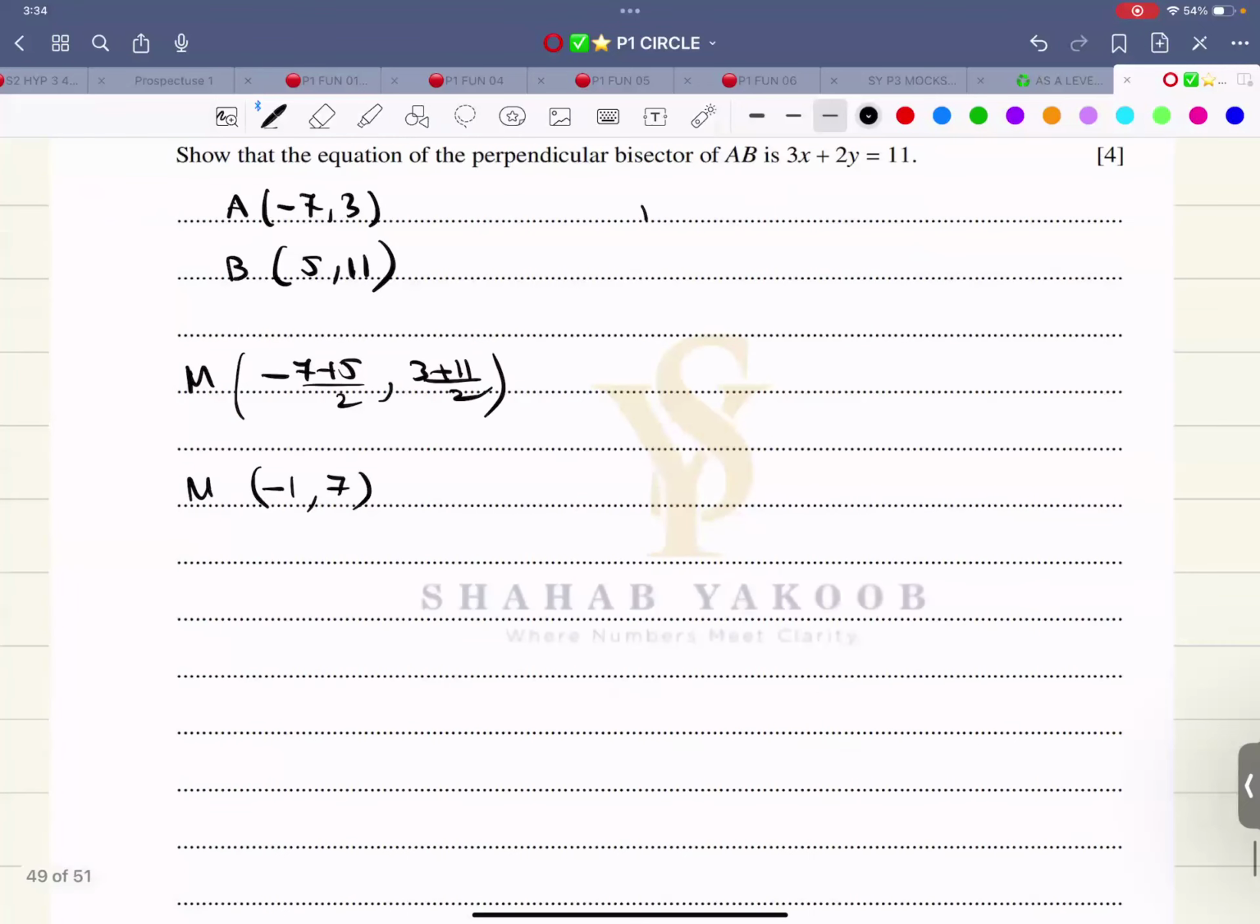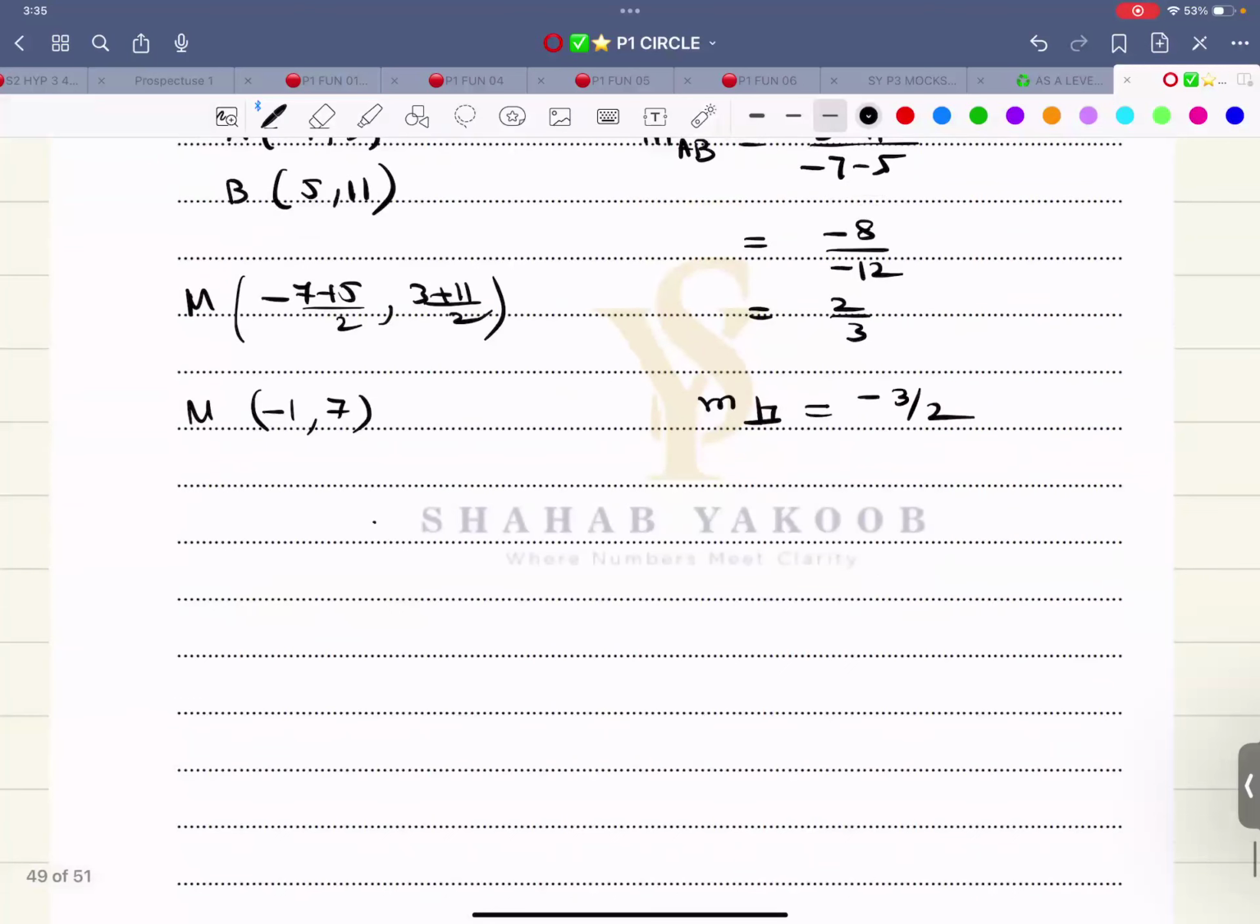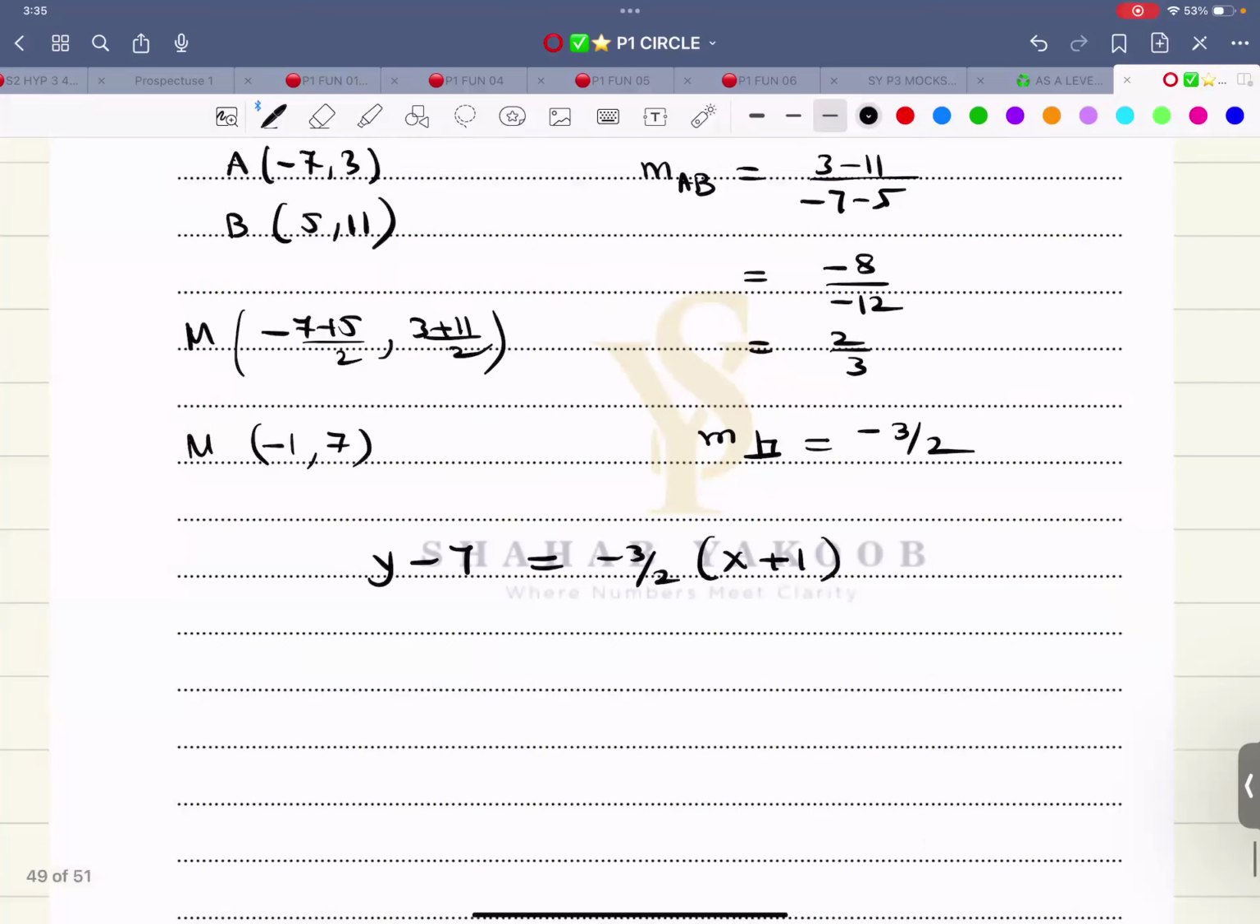And gradient of AB, that is 3 minus 11 over -7 minus 5. 3 minus 11 is -8. -7 minus 5 is -12. That comes out to be 2/3 positive. Therefore, gradient of perpendicular is -3/2.